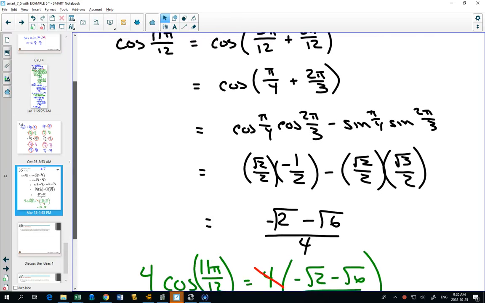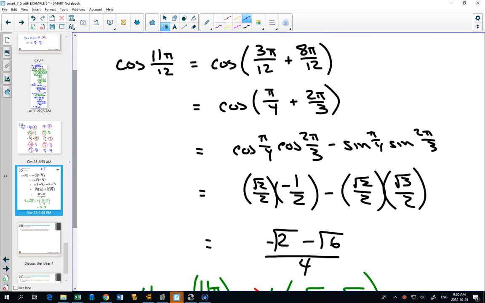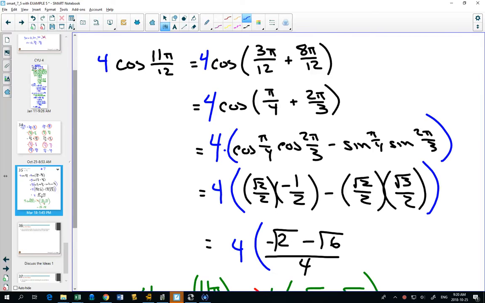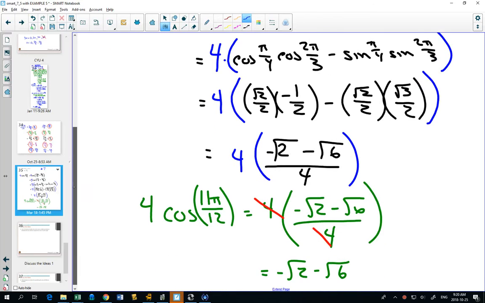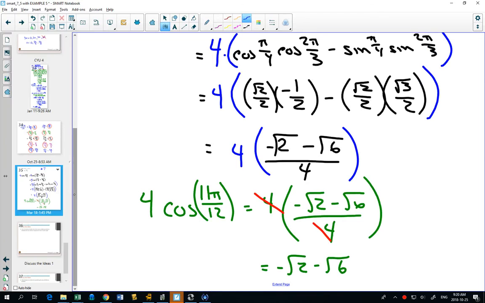The other way to do this, and I'll just add it in here, if you wanted to have the 4 out in front right from the beginning, well, then the 4 would still be here. Now that you've expanded, you would need to have brackets around there. Keep that 4 with brackets around there. And then you could simplify there. It's the same thing. You're just multiplying by 4 right from the beginning. Right? It's still 4 times all of this, and it would simplify the same way.